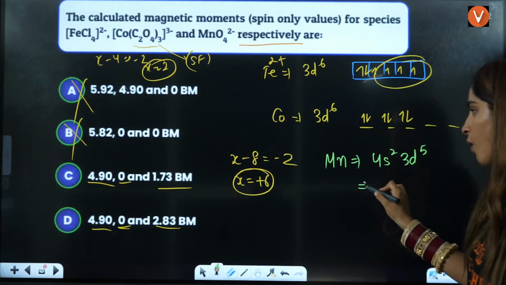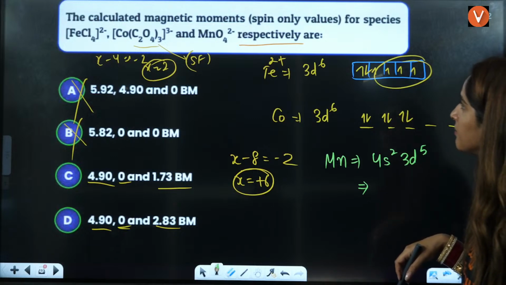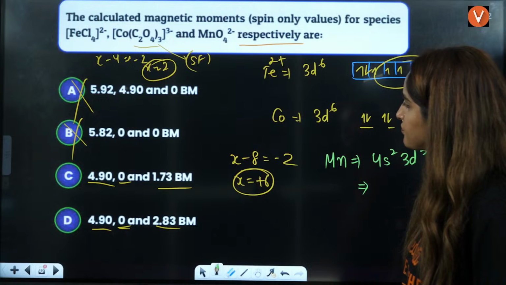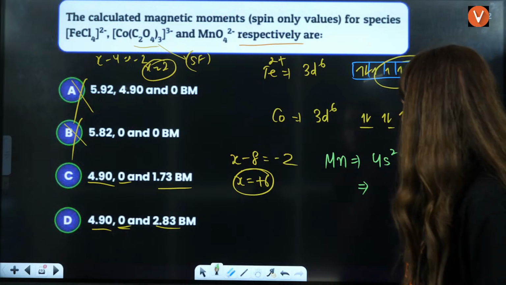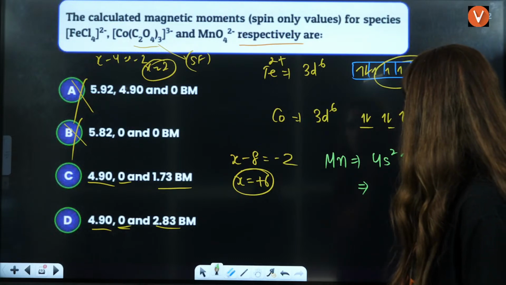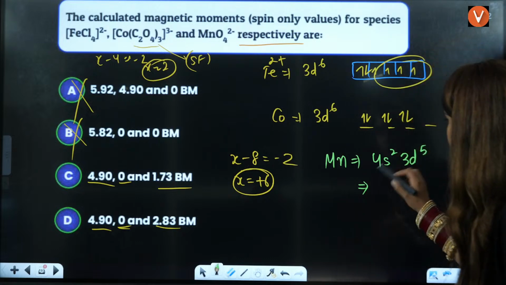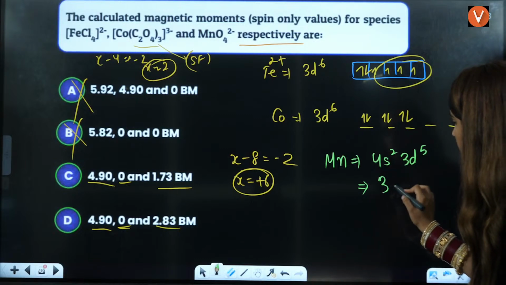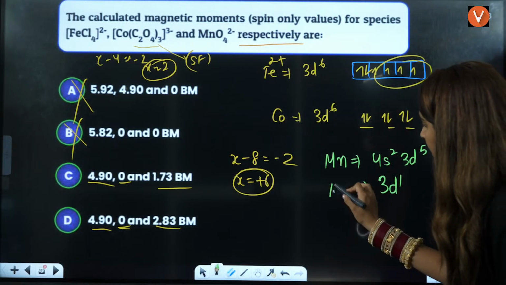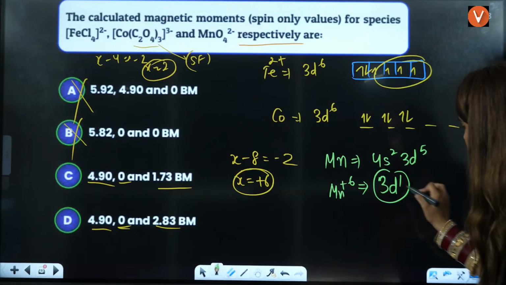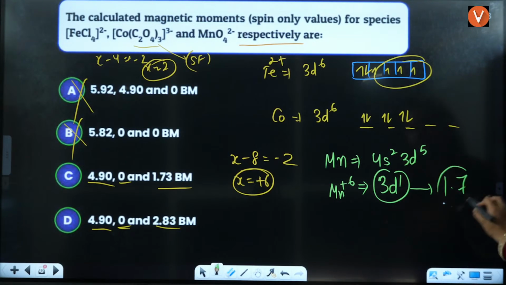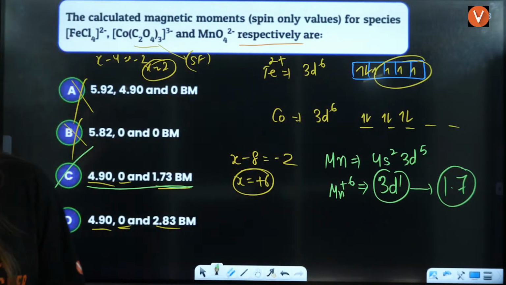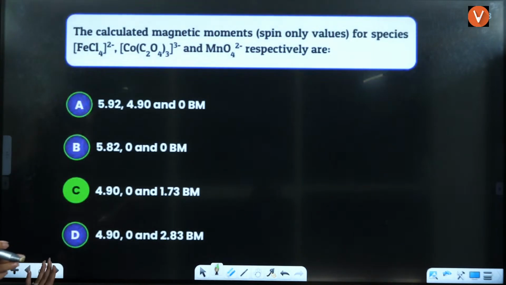+6 means, wait a minute. It is MnO4, +6. Okay. So you take out 2 electrons from here, you will be left with only 1 electron in 3d. That is Mn +6. So it is going to show 1.7. This is the correct answer. So C will be the correct answer. Okay, so that is how you are going to answer the question.